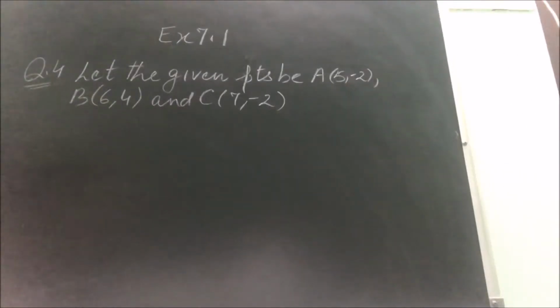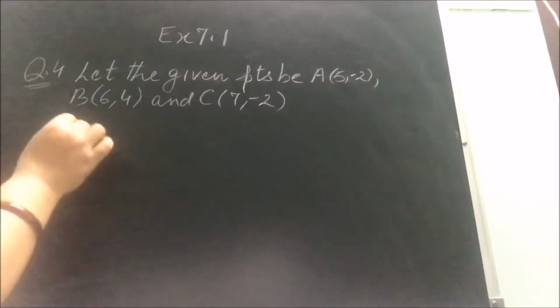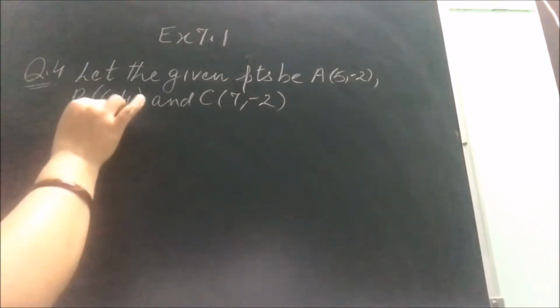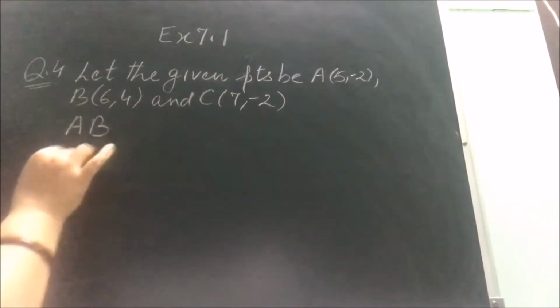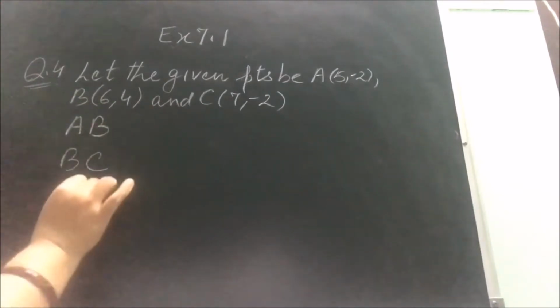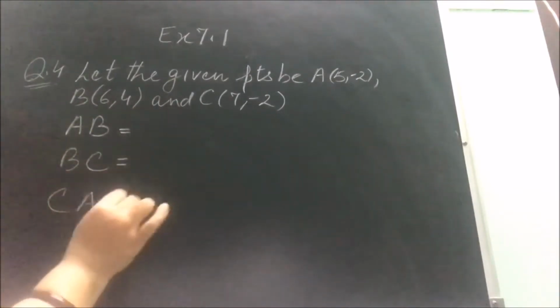Good day children, today we will do question number 4 of exercise 7.1. In this question we have to check whether the given points are vertices of an isosceles triangle. So let the given points be A (5, -2), B (6, 4) and C (7, -2). First of all we find out the distance between AB, BC and CA using the distance formula.